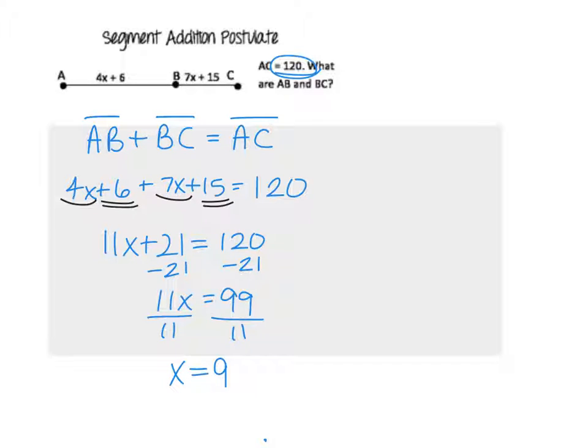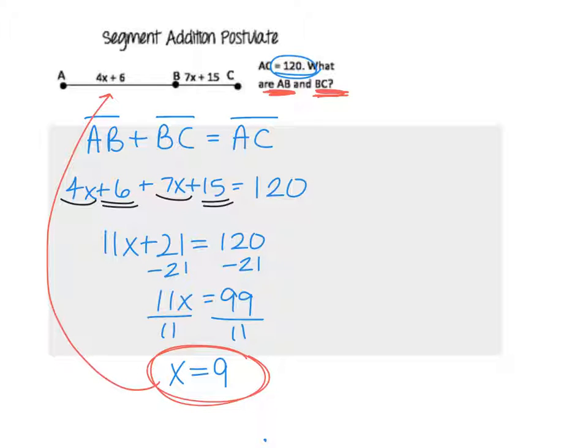It says, what are AB and BC, which means they want me to take this number and plug that in to find those two values. So if I want to find AB, I'm going to plug in 9 where it says x. So I'm going to do 4 times 9 plus 6. And we can use a calculator to do that, and that should give you 42.